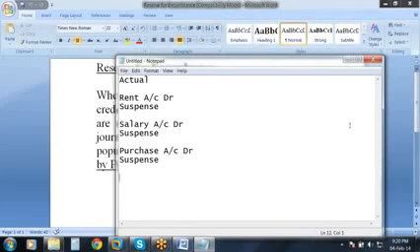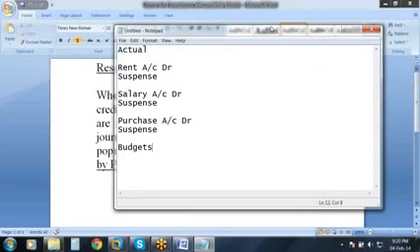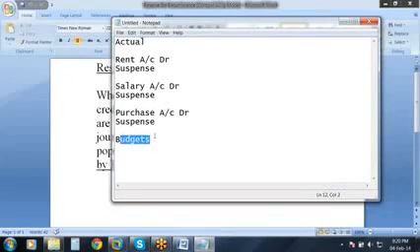One more thing we have is budgets. What do you mean by budgets? Predicting, planning, forecasting. Budgets is altogether different. You can predict for 2015. You can predict for 2016. Planning, predicting, estimating.